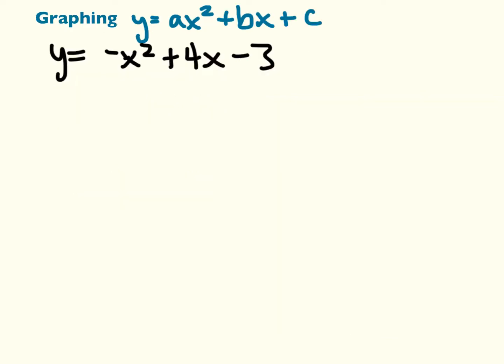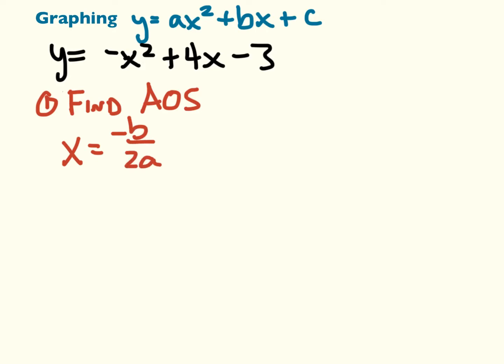All right, but what if we had to graph with a b? Right? So here we have y equals negative x squared plus 4x minus 3. Step 1 is to find the axis of symmetry. So we say x equals the opposite of b over 2a. So the opposite of b would be negative 4 over 2 times, what's a? Negative 1. Negative 4 divided by negative 2 is positive 2. So x equals 2 is the axis of symmetry.